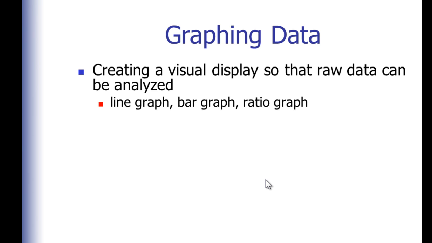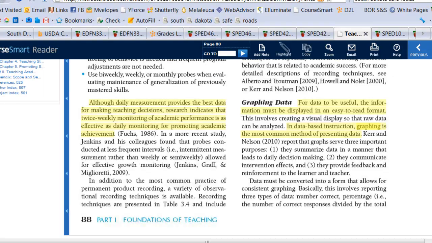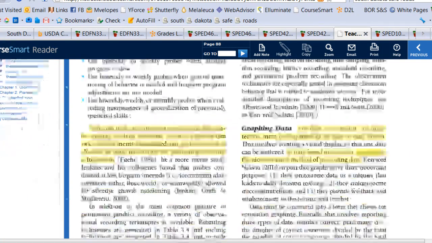As we get into graphing, I want to go back to the textbook a little bit on the graphing. Graphing is the most common method of representing data. Graphing, that's the best way to analyze it. Data must be converted into the form that allows a consistent graphing. So whatever data you get, convert it to a number that can be graphed.